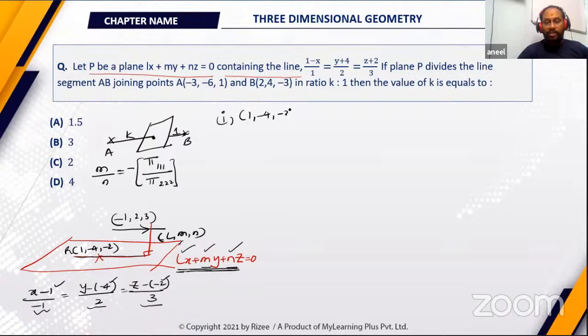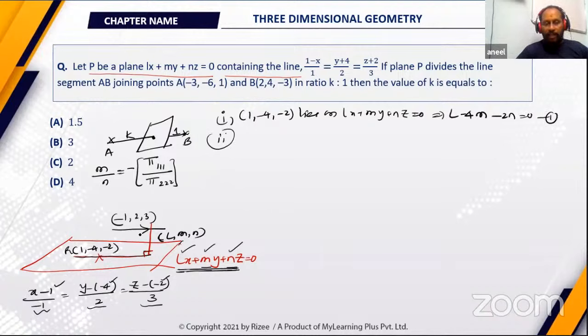Lx plus My plus Nz is equal to 0. So what do we derive from here? L minus 4m minus 2n is equal to 0. This is equation 1.